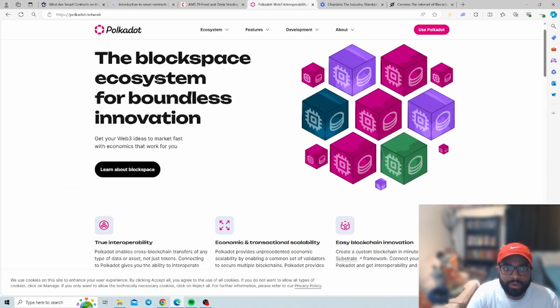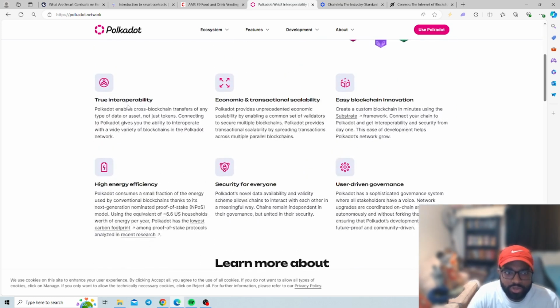So just coming up here with Polkadot, the blockspace ecosystem for boundless innovation. Get your Web3 ideas to market fast with economics that work for you. True interoperability enables cross-blockchain transfers of any type of data or asset, not just tokens. Connecting to Polkadot gives you the ability to reach a wide variety of blockchains within the Polkadot network. Economic transaction scalability provides unprecedented scalability by enabling a common set of validators to secure multiple blockchains.